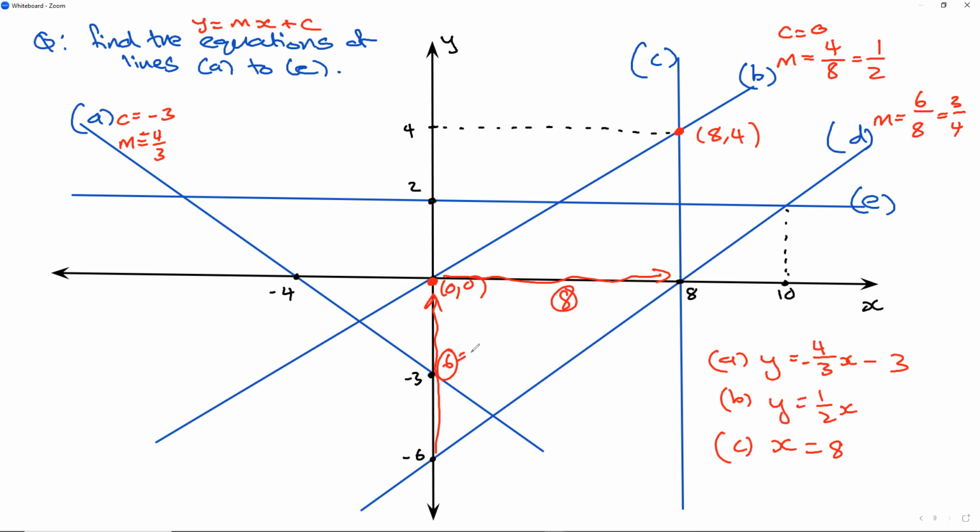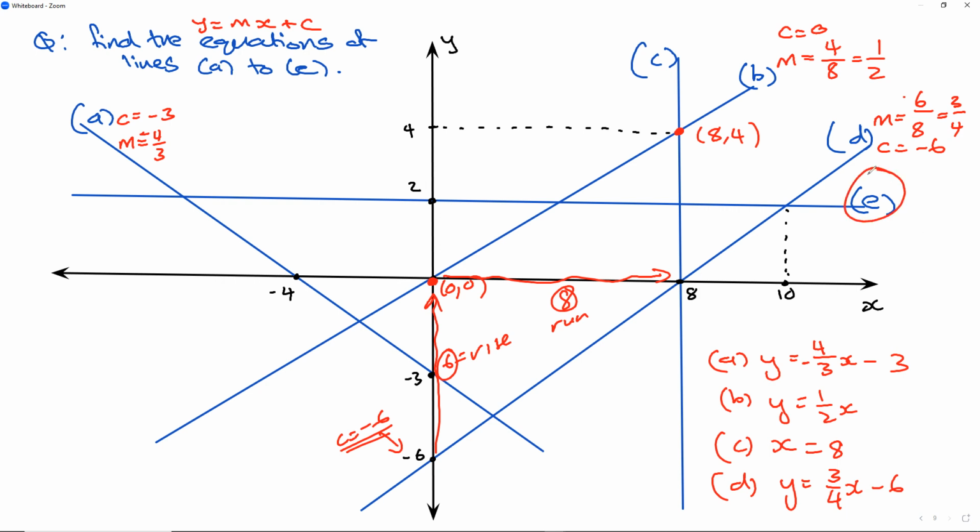Remember, change in y is going to be your rise, and your run is equal to 8. Rise over run, 6 over 4, and it's positive. So that's going to be for D, y equals 3 over 4 x. Now remember, the y-intercept for D is negative 6. c equals negative 6 for this. So minus 6 over here.